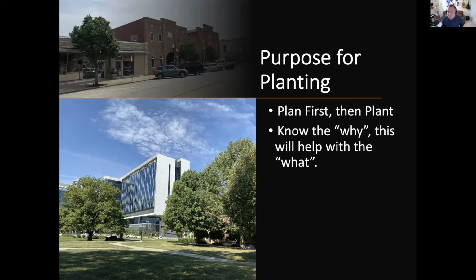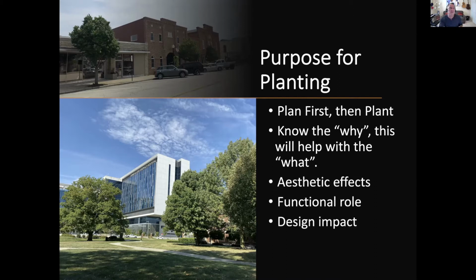But choosing the right tree that's going to live a long time for us is a little more challenging. And so we need to narrow it down to more of a short list that performs well under those conditions. The aesthetic effects are relatively easy, and we can choose trees based on some of those beautiful qualities that they possess. But we need to think about the functional role. Again, how's that tree going to perform? And also the design impact relative to neighboring infrastructure, buildings, sidewalks, and other landscape plants and tree plantings as well.